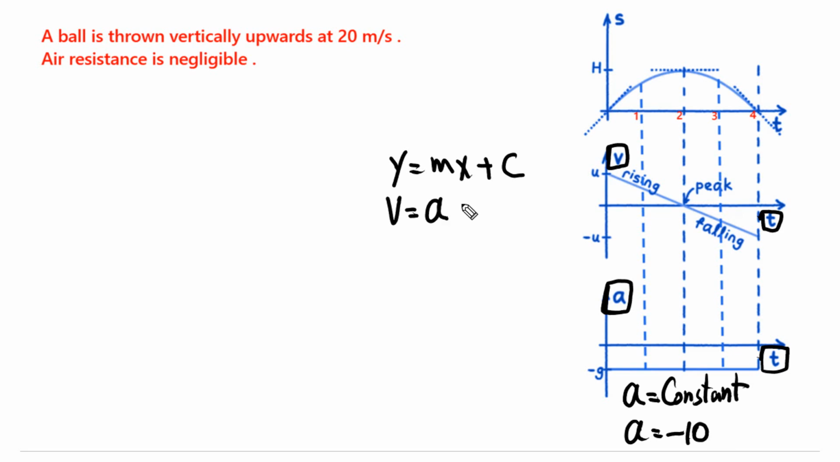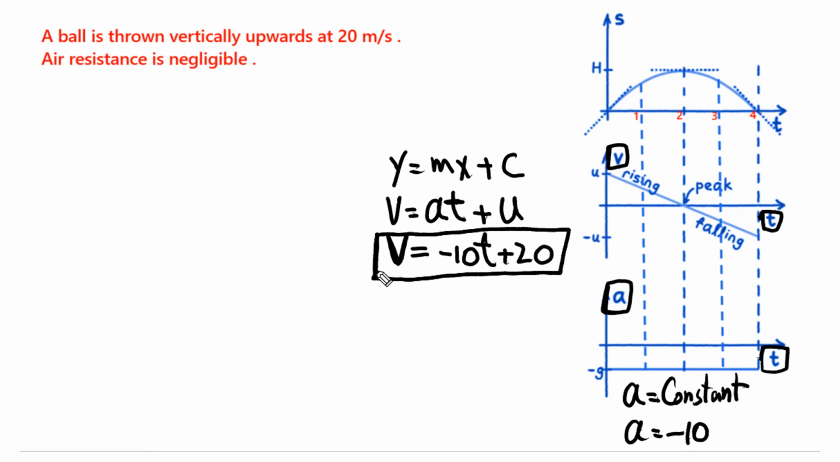So we can write a, and on the x-axis the quantity given is time, so we can replace x with t, and c means the y-intercept, that is equal to u. So this is how we can write the general equation. We can also write the equation for this given situation, meaning we can find the velocity v at any given time. a in this case is equal to minus 10, times t, and u for this case is given, that is equal to 20. So this is the equation for this given situation.